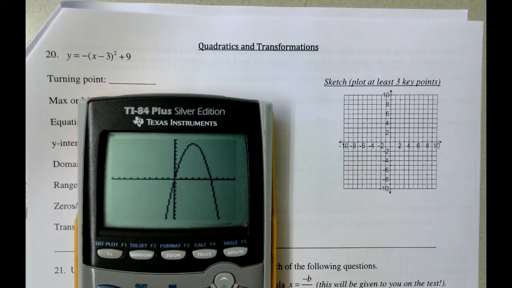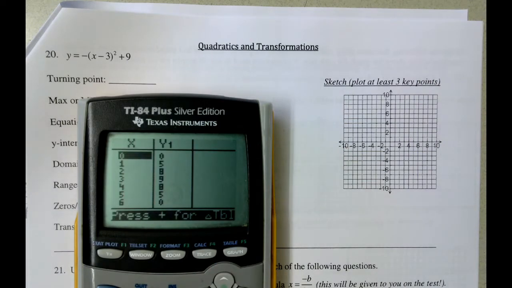By the way, you should be able to draw that picture without using a calculator, but I'm not taking the calculator out of your hands for this particular problem. So we need to go to the table. Second and graph gets us to the table, and we get some points here. So leaving that screen up here for a second for you to look at them, but then I'm going to move the calculator here and we're going to graph.